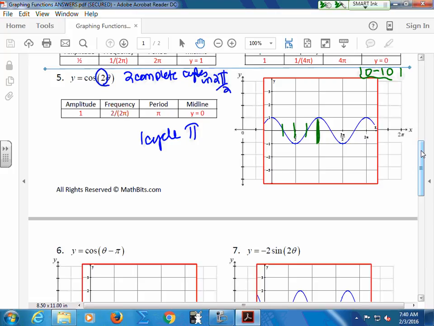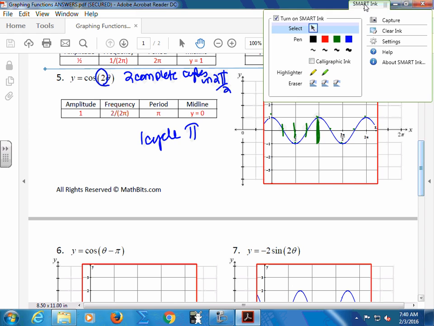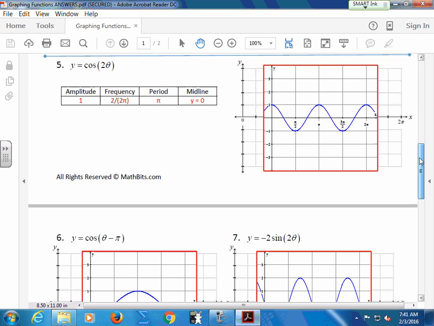So now I start. I'm at the 0, and they didn't change anything else. So my cycle, 1, 0, negative 1, 0, 1. That's 1. 1, 0, negative 1, 0, 1. That's 2. Good? Tell me if it's not.